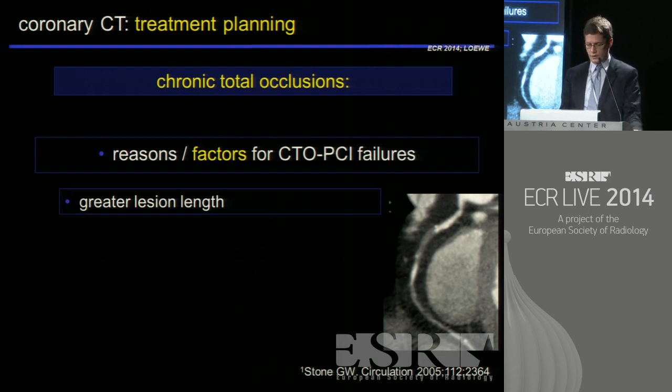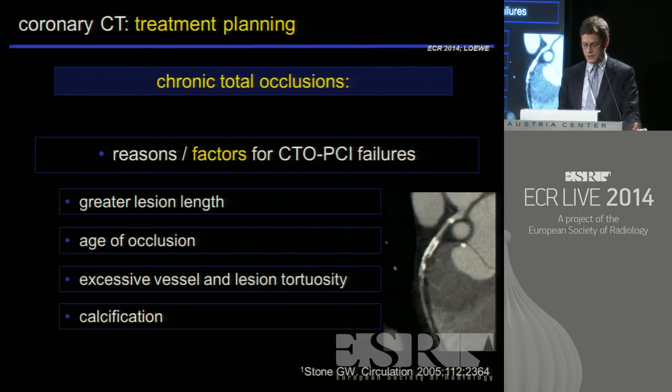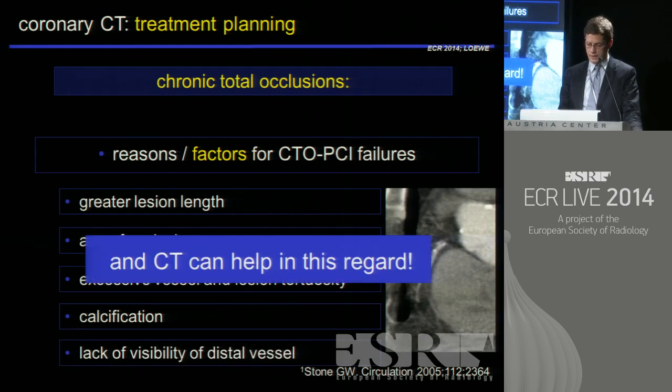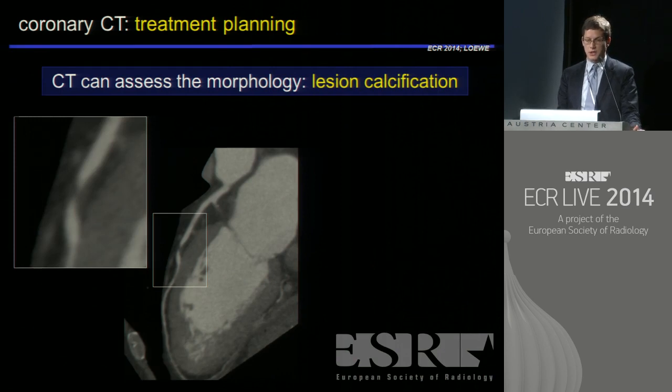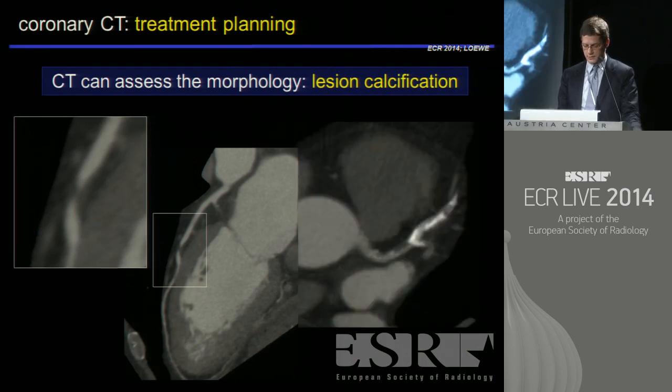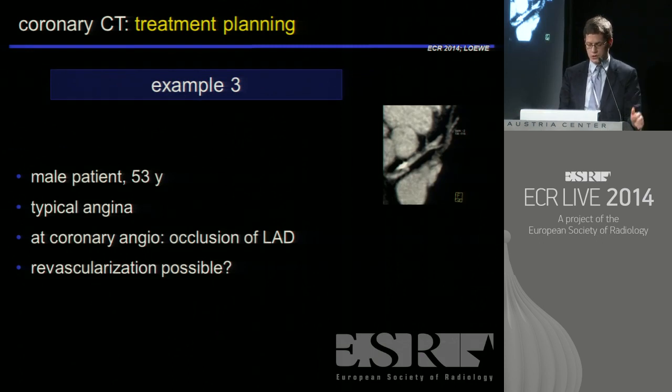Factors for failure of CTO PCI are the greater lesion length, the age of the occlusion, excessive vessel and lesion tortuosity, and calcification. And the good news is that CT can answer most of these questions. CT can show the length of the lesion very easily. CT can show if there are calcifications or not very easily. And CT can show if there is a very straightforward occlusion or if there is a big tortuosity. And I will show you a clinical case.